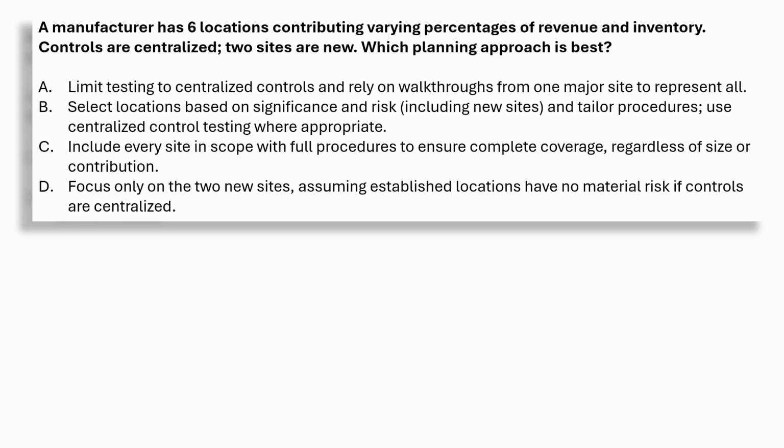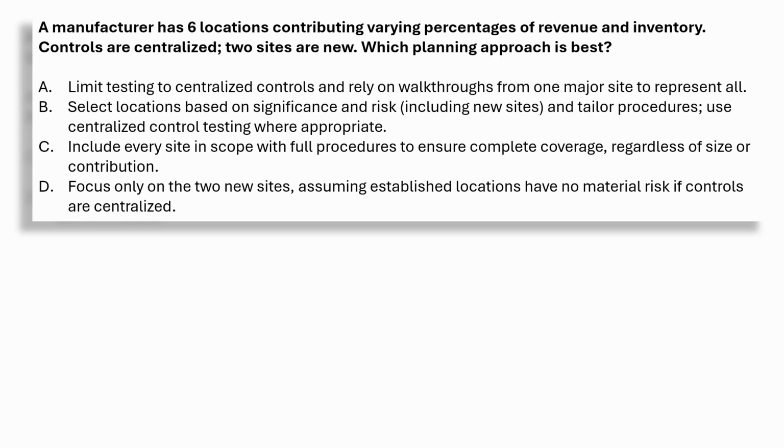Option D, focus only on the 2 new sites, assuming established locations have no material risk if controls are centralized. Too narrow. Old sites still matter, especially if they contribute a big chunk of revenue or inventory. Ignoring them is like only checking the new tires on a car while assuming the old ones can't blow out.